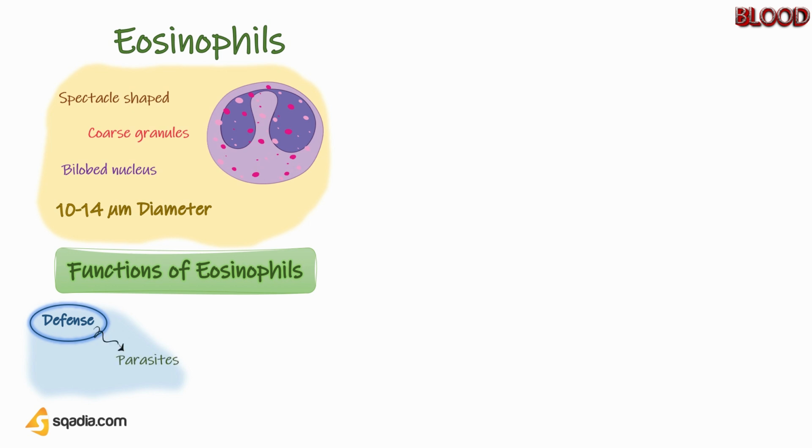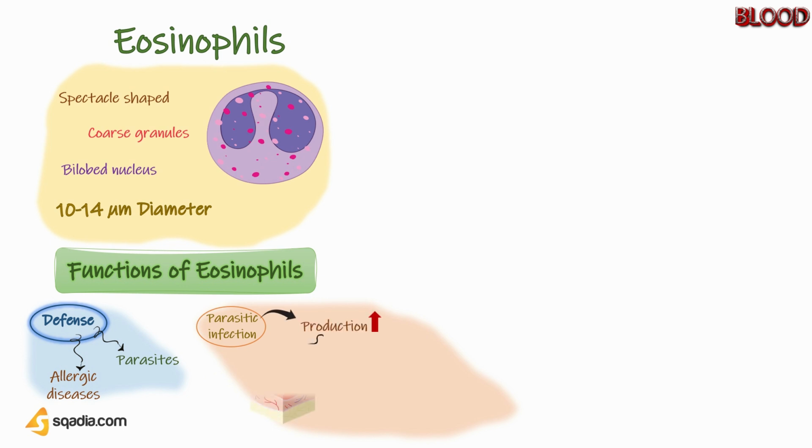Eosinophils play an important role in defense against parasites and allergic diseases like asthma. During parasitic infections, there is a production of a large number of eosinophils which move towards the affected tissues. Eosinophils are not phagocytic like neutrophils, so they attack invading parasites by some special type of cytotoxic substances present in their granules. When released over the invading parasites from the granules, these substances become lethal and destroy the parasites.